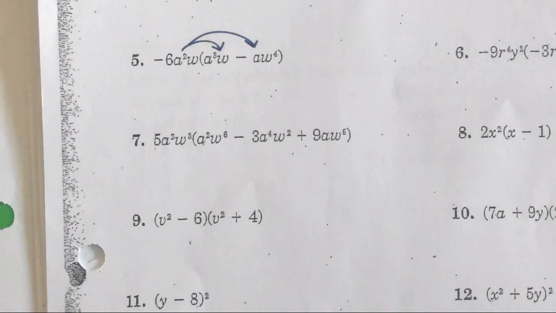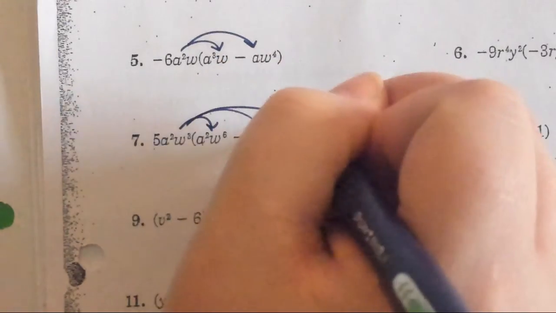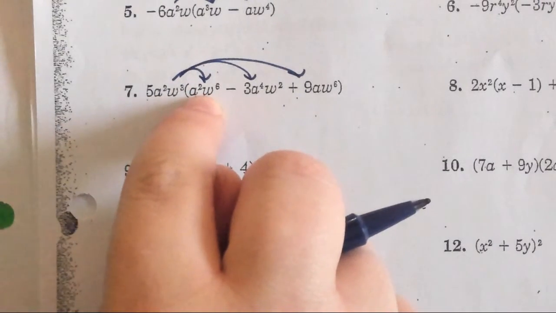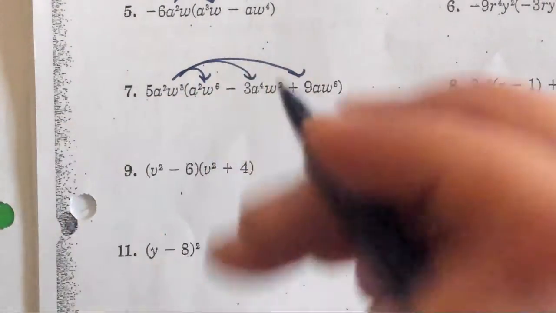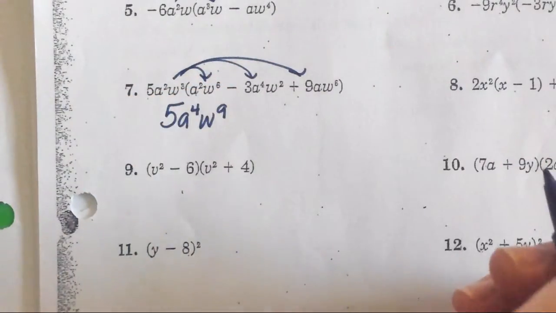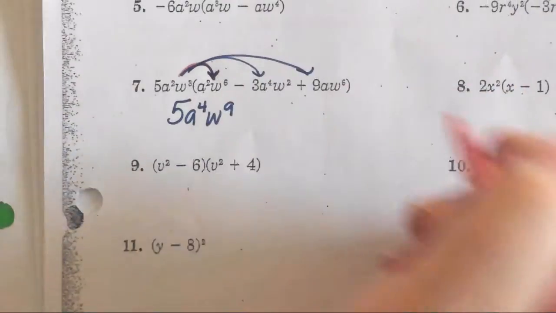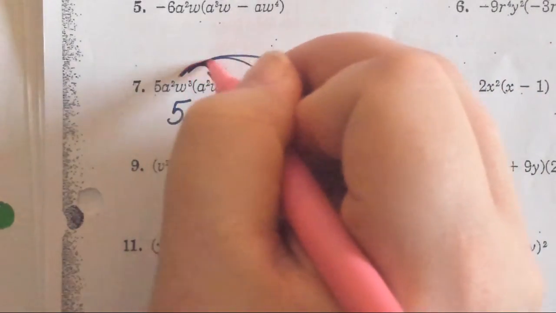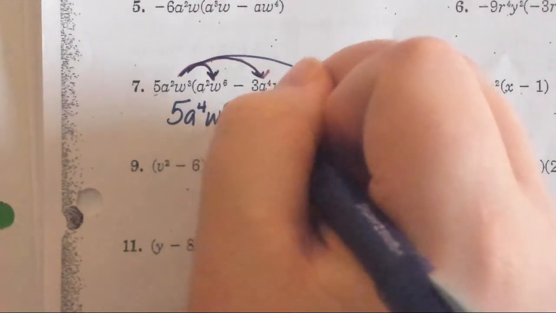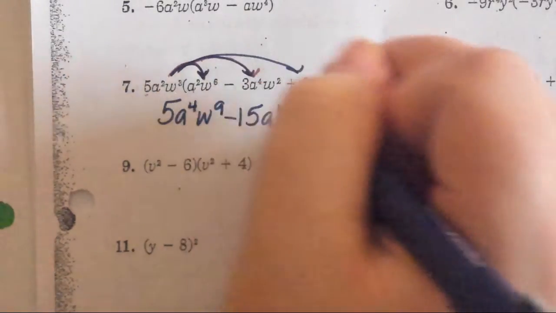Now, number 7 is no different than number 5, other than it's got more terms. So when I do 5a squared w to the 3rd times a squared w to the 6th, I add my exponents and I get 5a to the 4th w to the 9th. And I've already distributed to the first term. Now when I go to that second term, 5 times negative 3, I'll get negative 15 a to the 2 plus 4 is 6, w 3 plus 2 is 5.